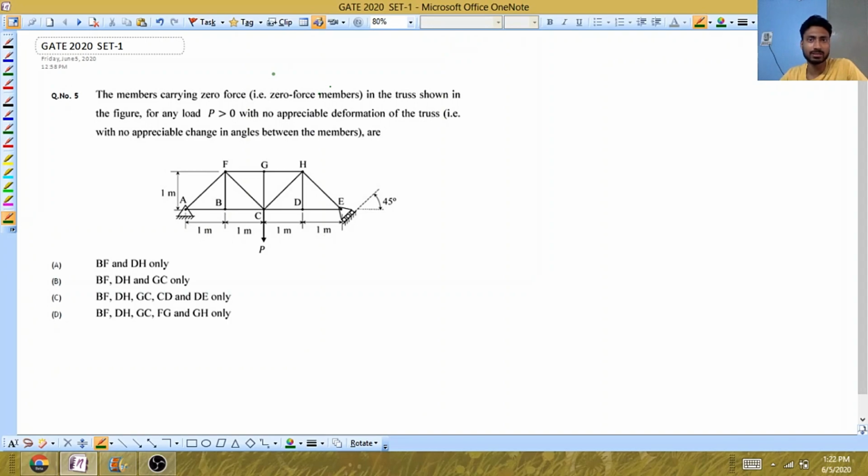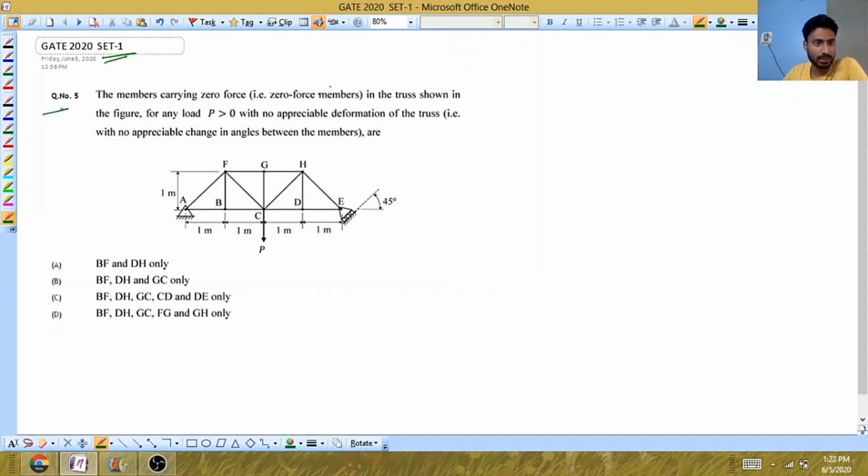Today I am going to discuss some problems that came in set 2 as well as set 1 in GATE 2020 from the subject Engineering Mechanics. So let us begin. First we will look at set number 1 of GATE 2020.